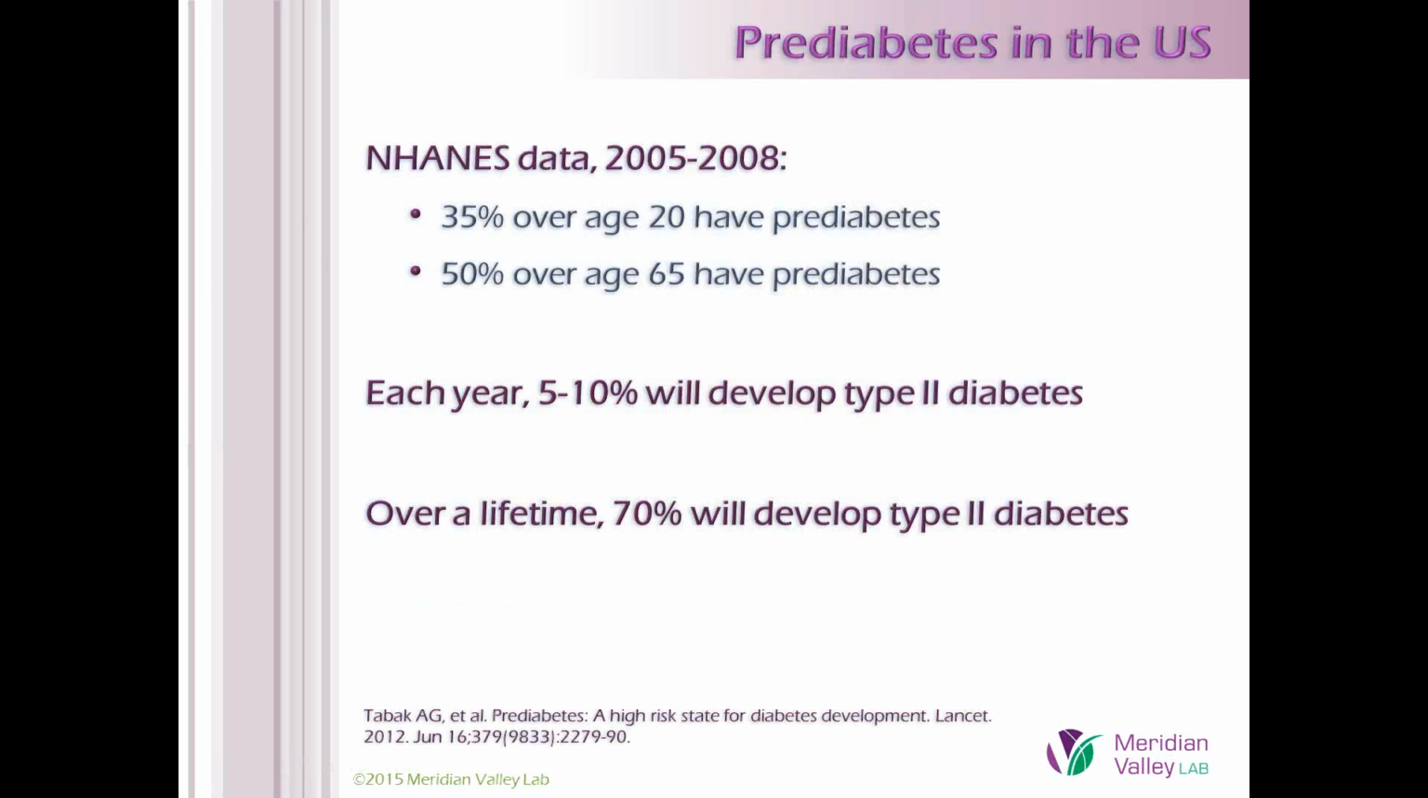So prediabetes, which we'll get into the definition of that in just a moment, is also on the rise. 50% here in the U.S. over the age of 65 have prediabetes, and of this group, over their lifetime, 70% will develop full-blown type 2 diabetes. Again, it sounds like it's a foregone conclusion, but we know that it's not a foregone conclusion. We can arrest this development.